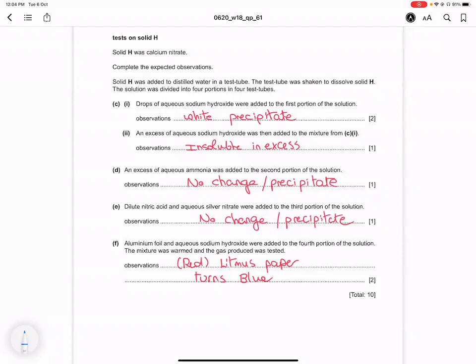Dilute nitric acid and silver nitrate. Silver nitrate is the test for halides, and I don't have a halide, I have a nitrate, so no change also. F, aluminium foil and aqueous sodium hydroxide were added to the fourth portion of the solution. The mixture was warmed and the gas produced was tested. The gas is ammonia. Ammonia gas test is a damp red litmus paper, or red litmus paper, or even litmus paper takes the mark, and the observation turns blue.